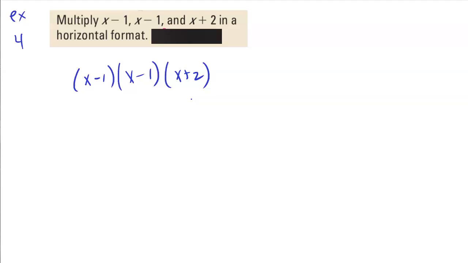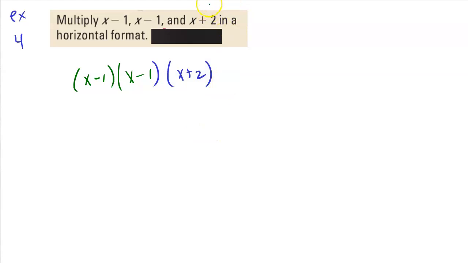So now, instead of having two things, I'm going to multiply three things together. Okay, so it just means that there is going to be more steps involved. When I multiply things, I can really only multiply two things at a time. So I'm going to multiply, let's just say, these first two things together. I'm going to take x minus 1 times x minus 1, and I'm not really going to worry about that x plus 2 quite yet.